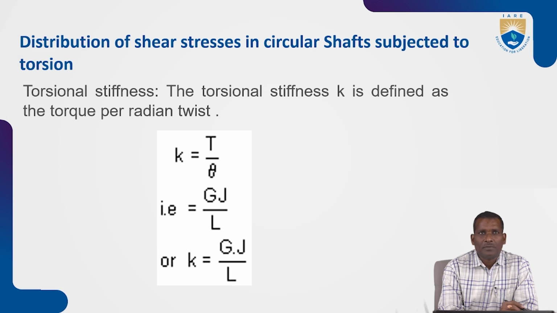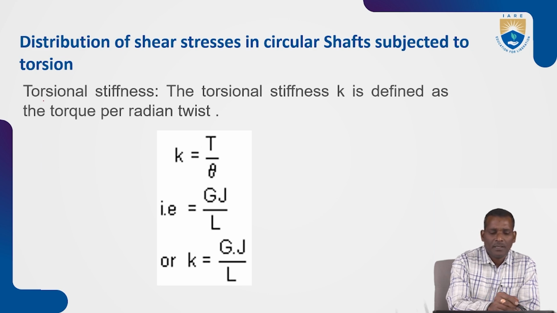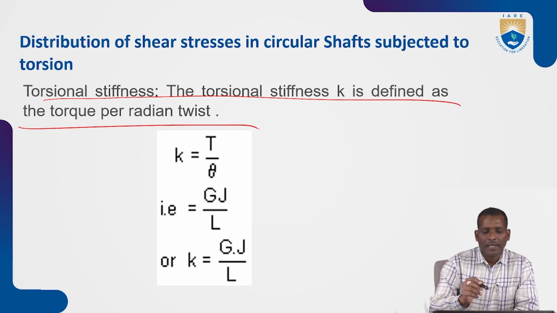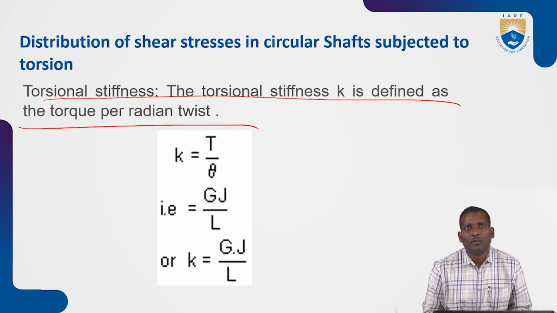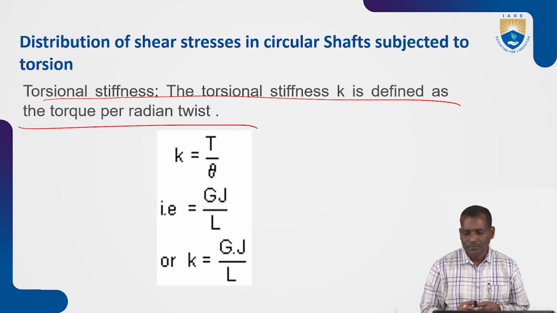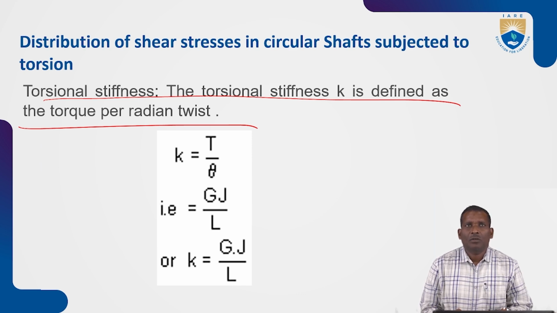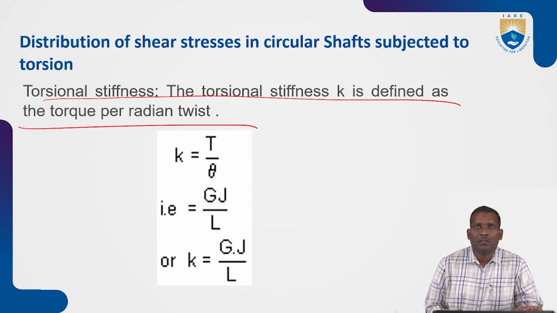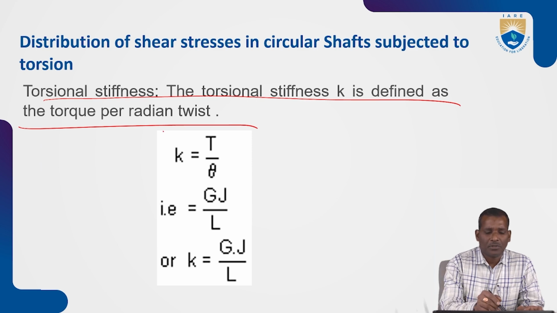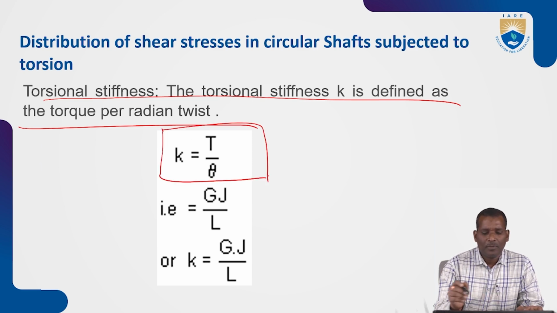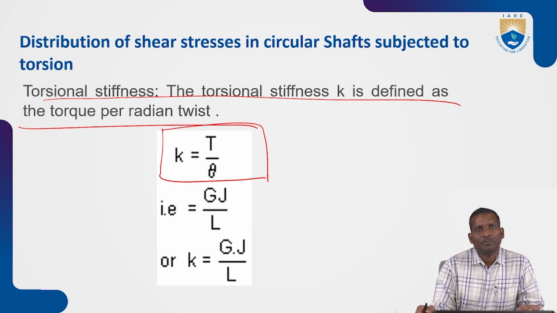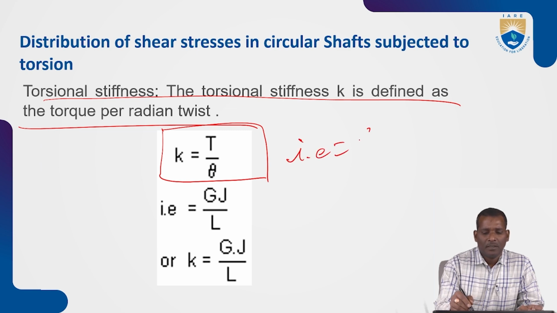So the torsional stiffness K is defined as the torque for a radian twist. So here the torsional stiffness K is equal to T by theta. So that is GJ by L.